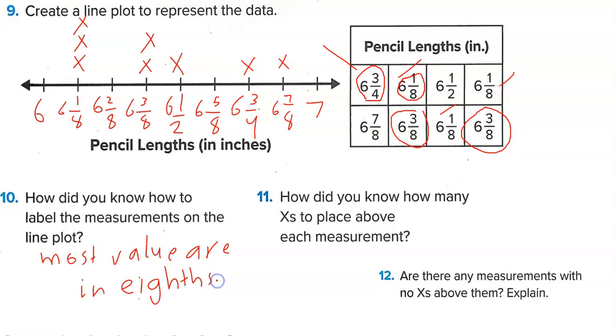Okay. Now, how do you know how many x's to place above each measurement? For example, 6 1/8, 6 1/8, 6 1/8. How do you know it is 3 x's here? Because you count the total number of the measurements. So I count the number of measurements.